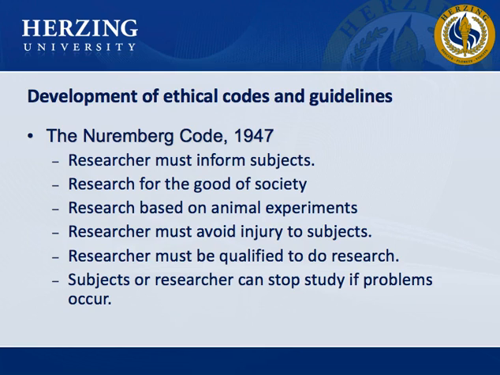So the Nuremberg Code in 1947 includes these guidelines: the researcher must inform subjects, the research must be for the good of society, research must be based on animal experiments, the researcher must avoid injury to subjects, the researcher must be qualified to do the research, and subjects or the researcher can stop the study if problems occur.